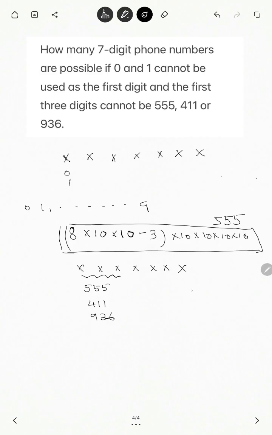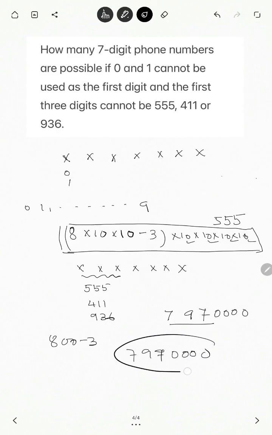So the answer of this must be 7, 9, 7 and 4 zeros. 4 zeros are obvious: 1, 2, 3, 4. Right? And this is 800 minus 3, so 797. So 7, 9, 7, 0, 0, 0, 0. This is the answer. This is a very good question.